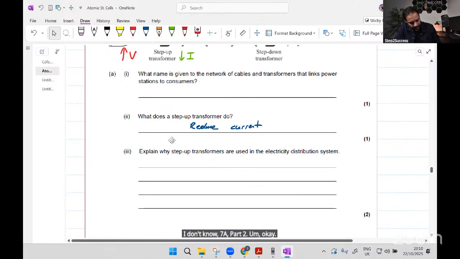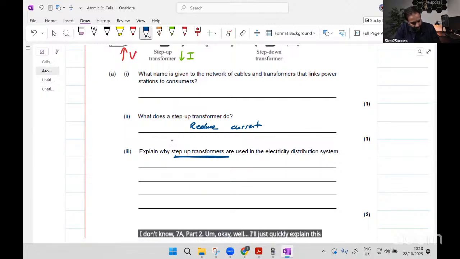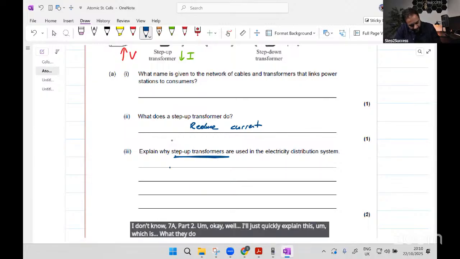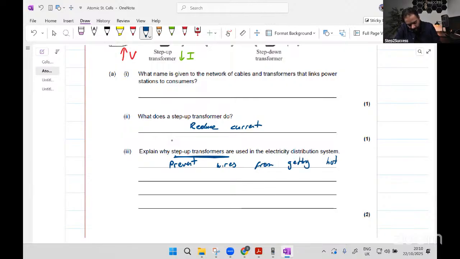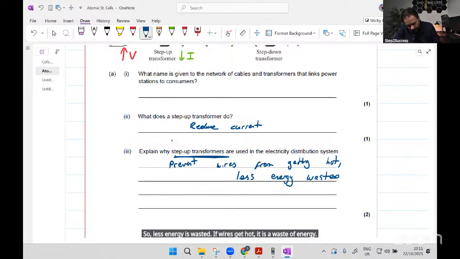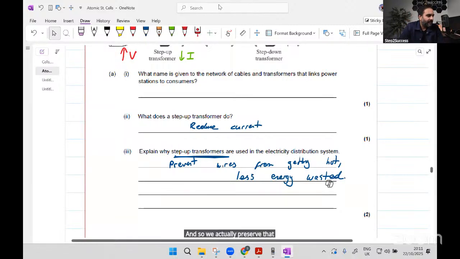Okay, well, I'll just quickly explain this. What they do is they prevent, because we reduce the current, they prevent the wires from getting too hot. So less energy is wasted. If wires get hot, it is a waste of energy. And so we basically preserve that by doing that.